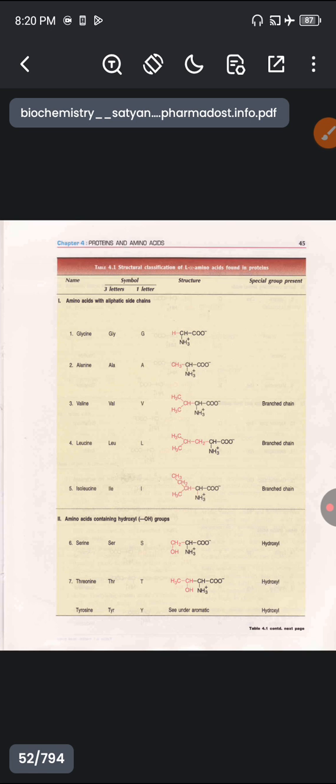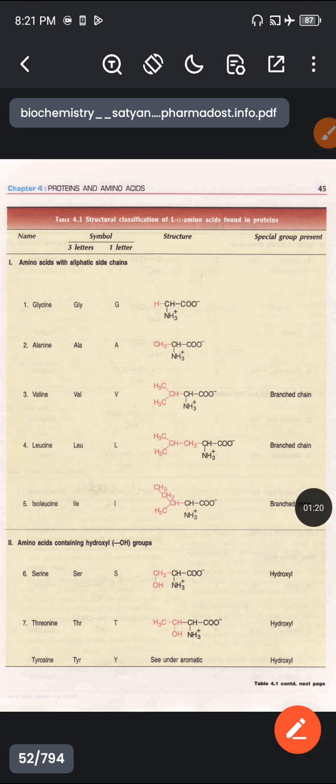As we said earlier, there are different ways of classifying amino acids based on structure and chemical nature, and also nutritional requirement. So today we are going to see the classification of amino acids based on structure, based on polarity, and also based on nutritional requirement.